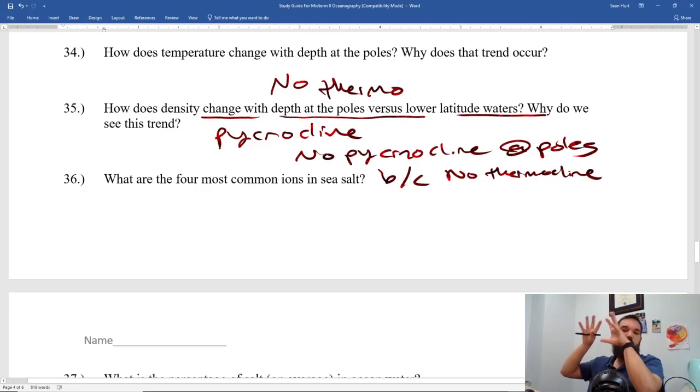Because that dense water would just immediately sink. But you can have no density profile, right? Like you have in the poles, where there's no difference in density.